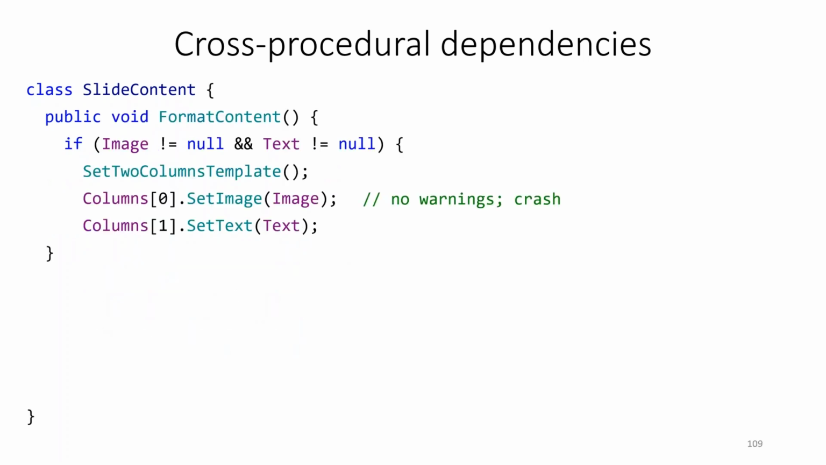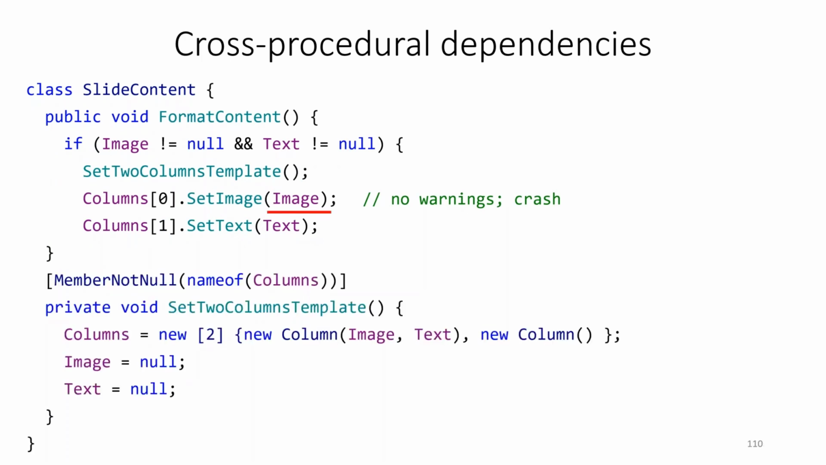There are no warnings, but actually it will crash with a null reference exception when I try to set image to the first column, because the set to columns template method actually handled this content, and when it added 2 columns, it moved my content to the first one, and in order not to duplicate the content of my slide, it nullified these properties. But in the format content method, the compiler doesn't know about it. All it knows is that I just checked for null 2 properties, and then I'm using them after some method call, and it has no knowledge that they are already changed.